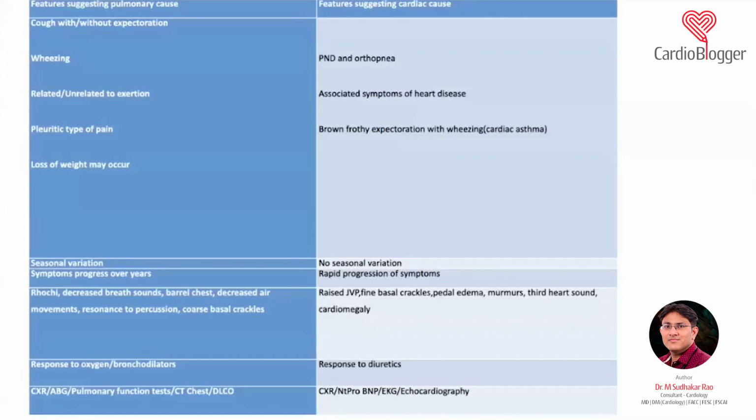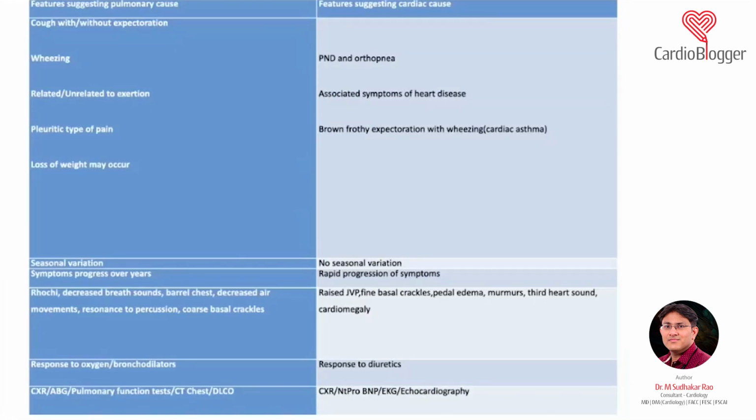Seasonal allergy goes for respiratory causes. If the symptom is not acute and progresses over years, then it may be a pulmonary cause. Rhonchi, decreased breath sounds, barrel chest, decreased air movement. Examination I won't go into, but respiratory has a long list of examination findings. However, a coarse crepitation goes more in favor of pulmonary as compared to fine crepitations, and murmurs and other findings which go for a cardiac cause.